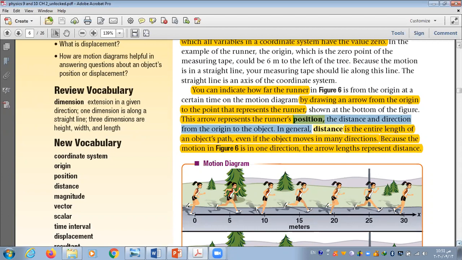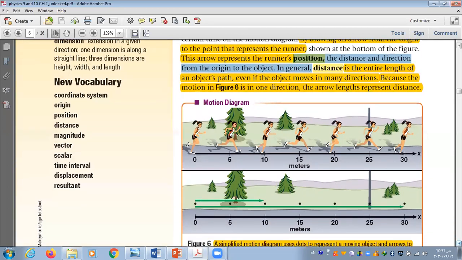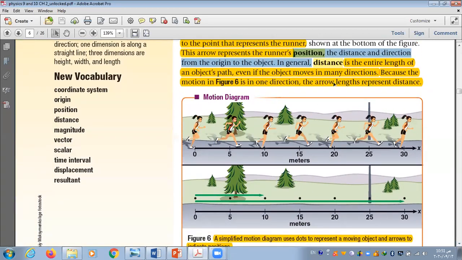So we cannot say position is distance. Why? Because position needs direction, and later in this lesson we'll talk about variables that need direction and variables that don't need direction. So we identify position by the distance and the direction. Pay attention to this one. Now you know that position is not distance. Position is the distance and direction from the origin.